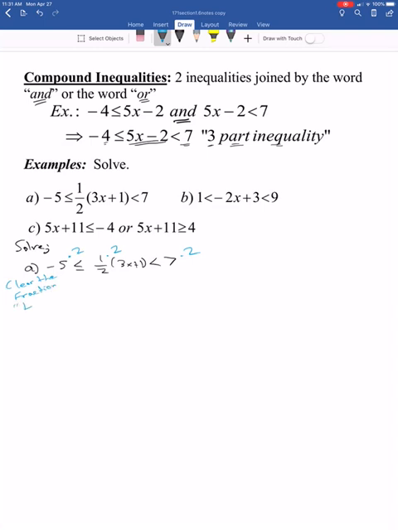So again, we do that with our LCD. We only have one fraction, so our LCD is that denominator of 2. So we multiply everything by 2. As we do that, the 2's divide out, so we get rid of that fraction. Nothing changes with the inequality symbols because we're multiplying by positive 2. So negative 5 times 2 is negative 10, still with the less than or equal to symbol. But now I've got 1/2 of 2, which is 1, so all we're left with in the middle is just 3x plus 1.